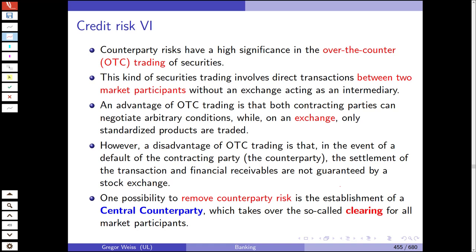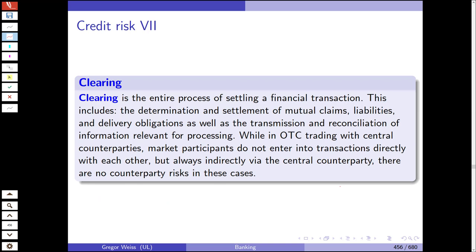One possibility to remove counterparty risk, and this became more and more frequent after the financial crisis, is by establishing a central counterparty which takes over the so-called clearing for all market participants. What is clearing?